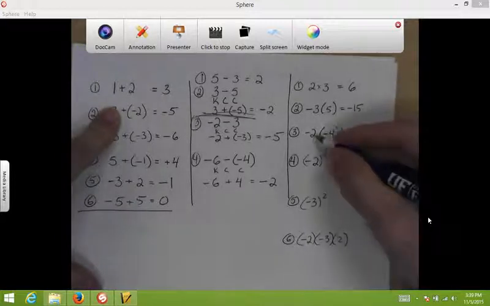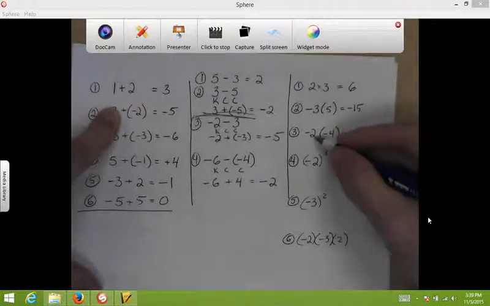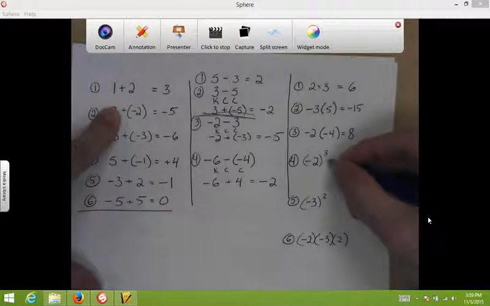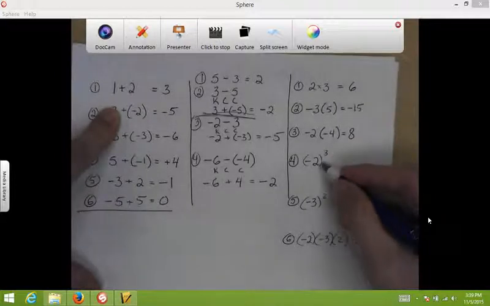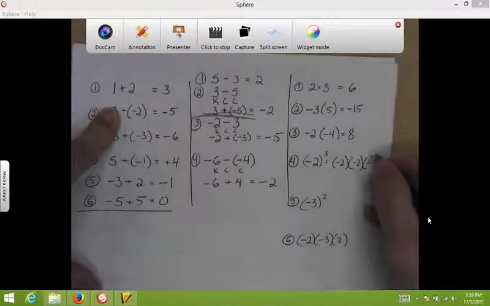Right here, 2 negatives, so the answer is going to be positive, and 2 times 4 is 8. Now, right here, this is negative 2 to the power of 3. This little 3 tells us to write this, the base, that many times. So we're going to rewrite this as negative 2 times negative 2 times negative 2.